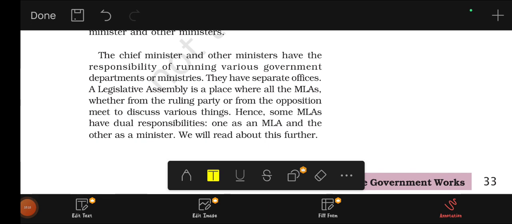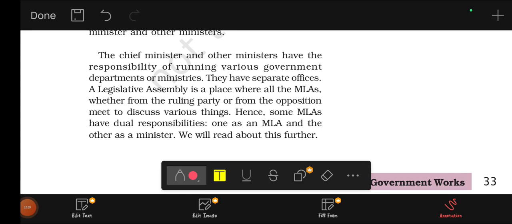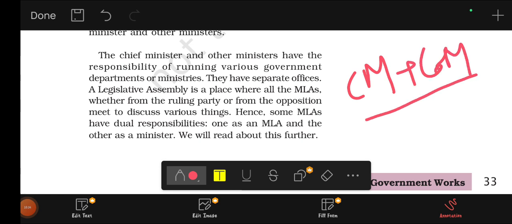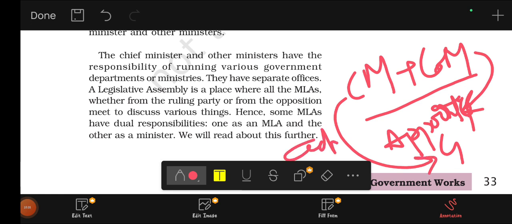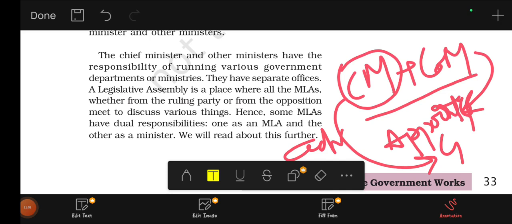The chief minister has his council of ministers, and this council of ministers are appointed by the governor on the advice of the chief minister. Okay.